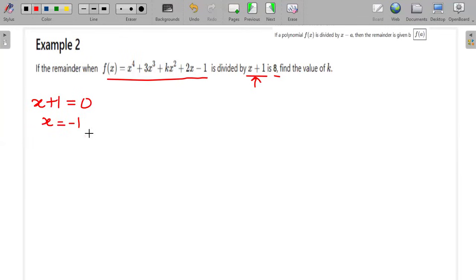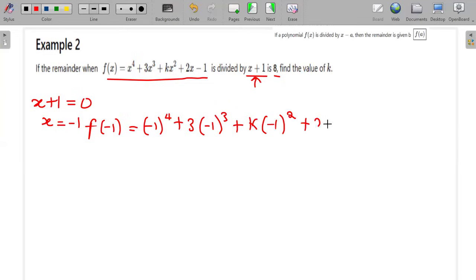Okay, and then I'm going to find f of minus 1 is equal to minus 1 to the power 4 plus 3 times minus 1 to the power 3 plus k times minus 1 squared plus 2 times minus 1, and then minus 1. So this will just be minus 1 to the power 4. As long as the power is an even number and you have a negative number, you are going to get a positive number. So this is the same as minus 1 multiplied by minus 1 multiplied by minus 1 multiplied by minus 1. So you're just going to get 1. So minus 1 to the power 4 is 1.